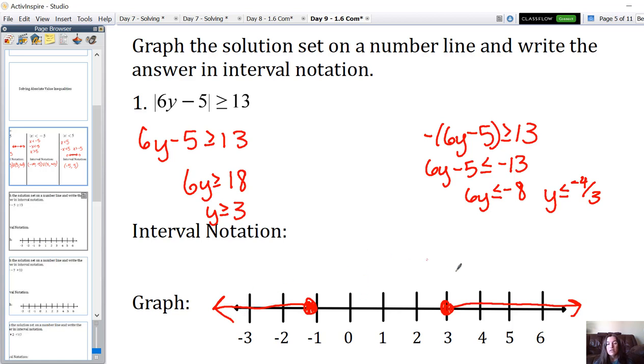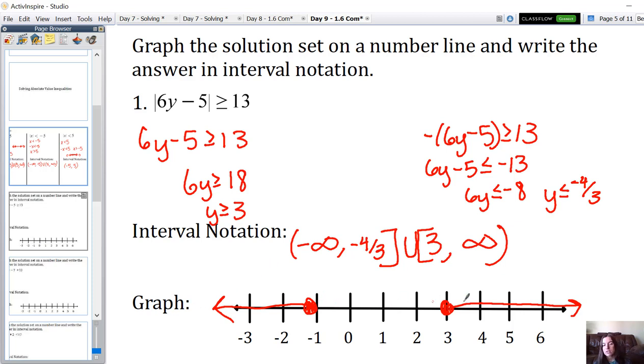That shows me, ooh, I've got arrows going in both directions. We're going to go from -infinity all the way up to that -4/3. This time we had that filled in circle, or we had that less than or equal to, so we've got brackets. Put our union, and we're jumping all the way to 3. This one also gets brackets, and then the arrow's going to the right forever, so it's going towards infinity. Remember, we're always doing our interval notation from left to right.